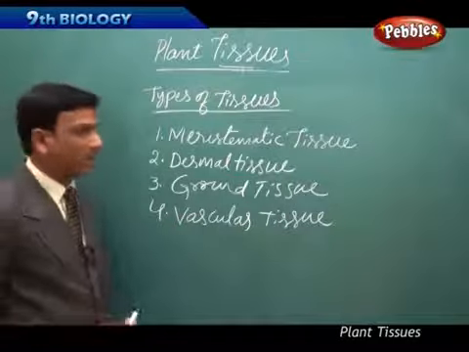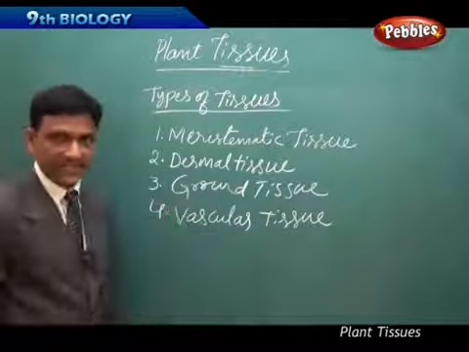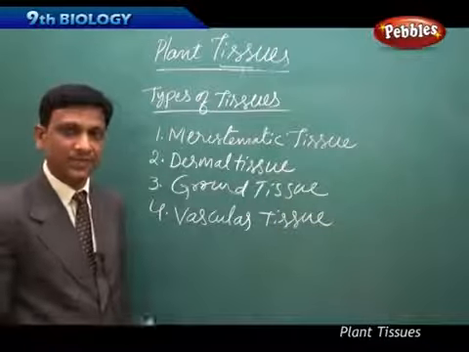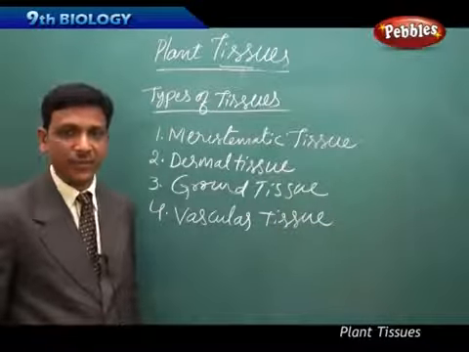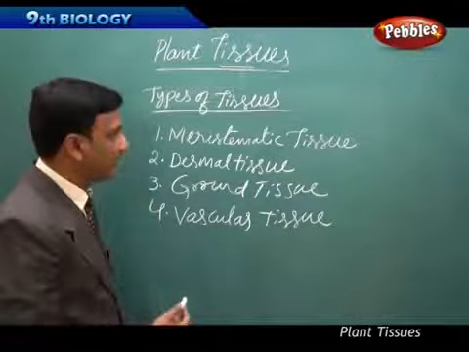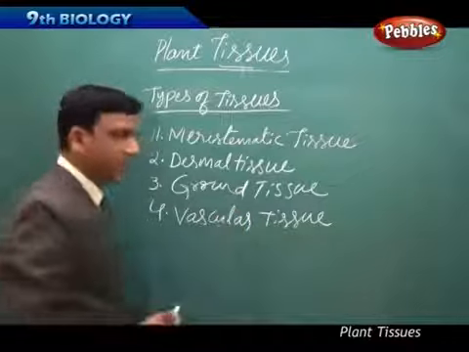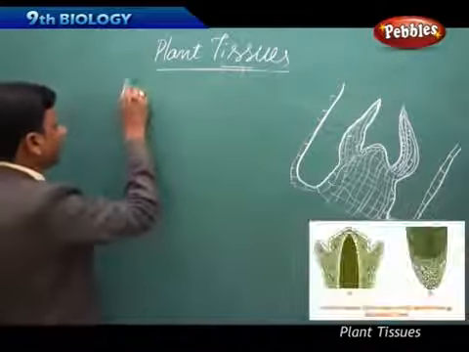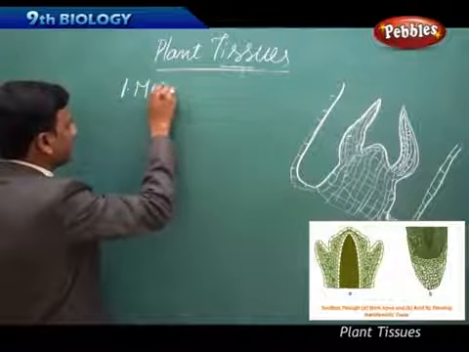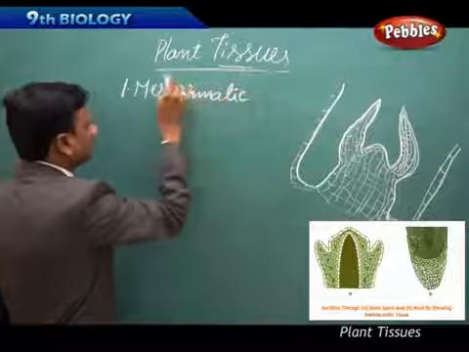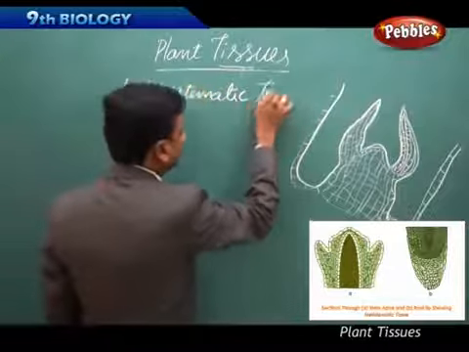Now let us talk about each of these tissues in detail. Here we have different activities to observe the tissues under microscope. All the activities are given in the practical DVD part. So now we are moving to the theory part of these tissues. Okay, now we are going to talk about the first type of plant tissue, that is meristematic tissues.